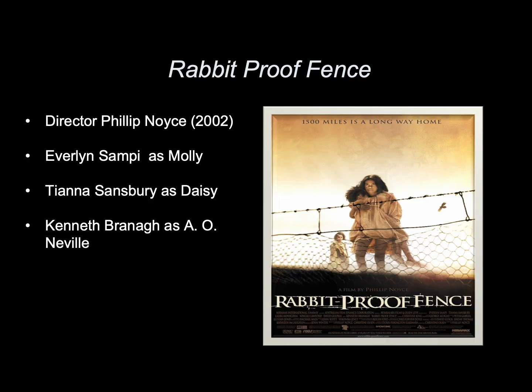This week's assigned film is Rabbit-Proof Fence, directed by Phillip Noyce, released in 2002. This is our first example of a film made outside of the United States. It's an Australian film, and it's also a film that deals with a historical and cultural event.